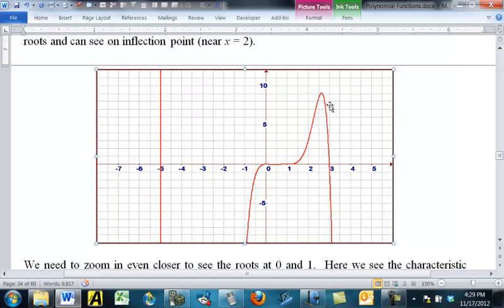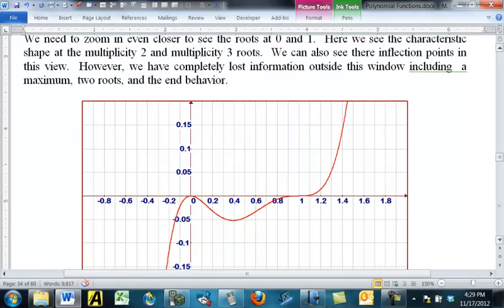But as we zoom in closer, we can still see the root here. We can still see a root here. Multiplicity 1 roots, you can tell. We can see the maximum here. We can see an inflection point right in here. But we're still losing some detail right in here. So we zoom in a third time.